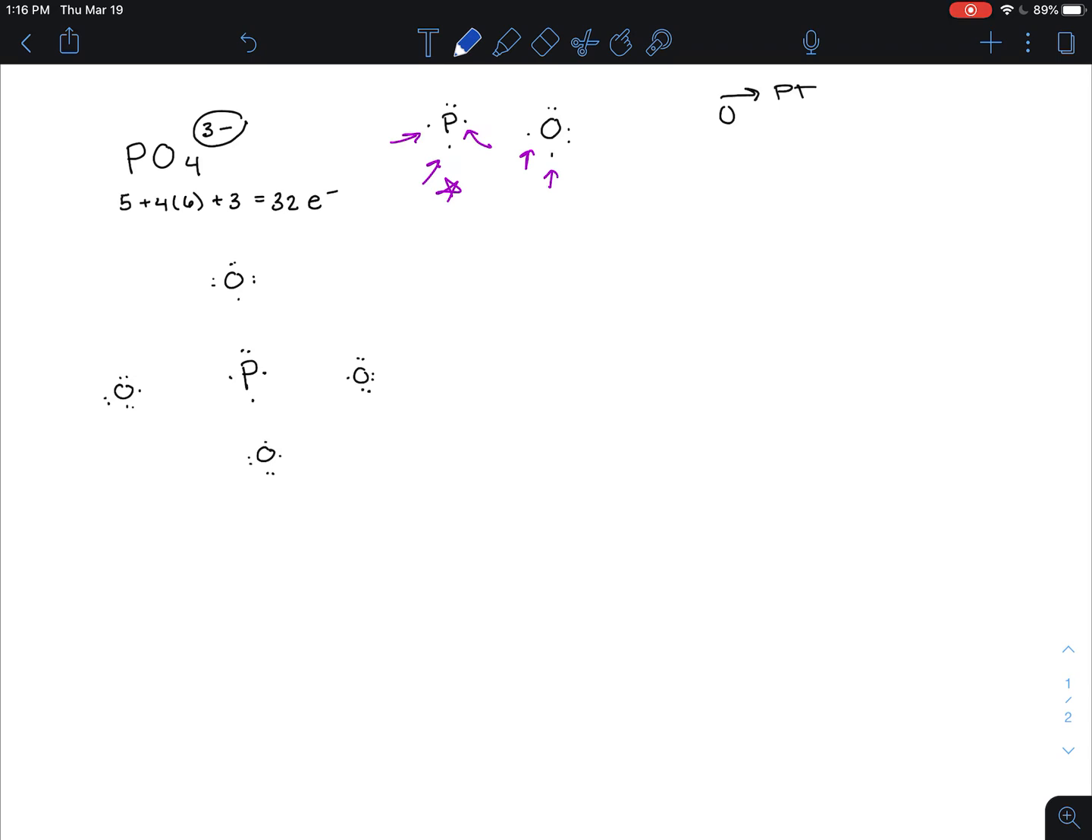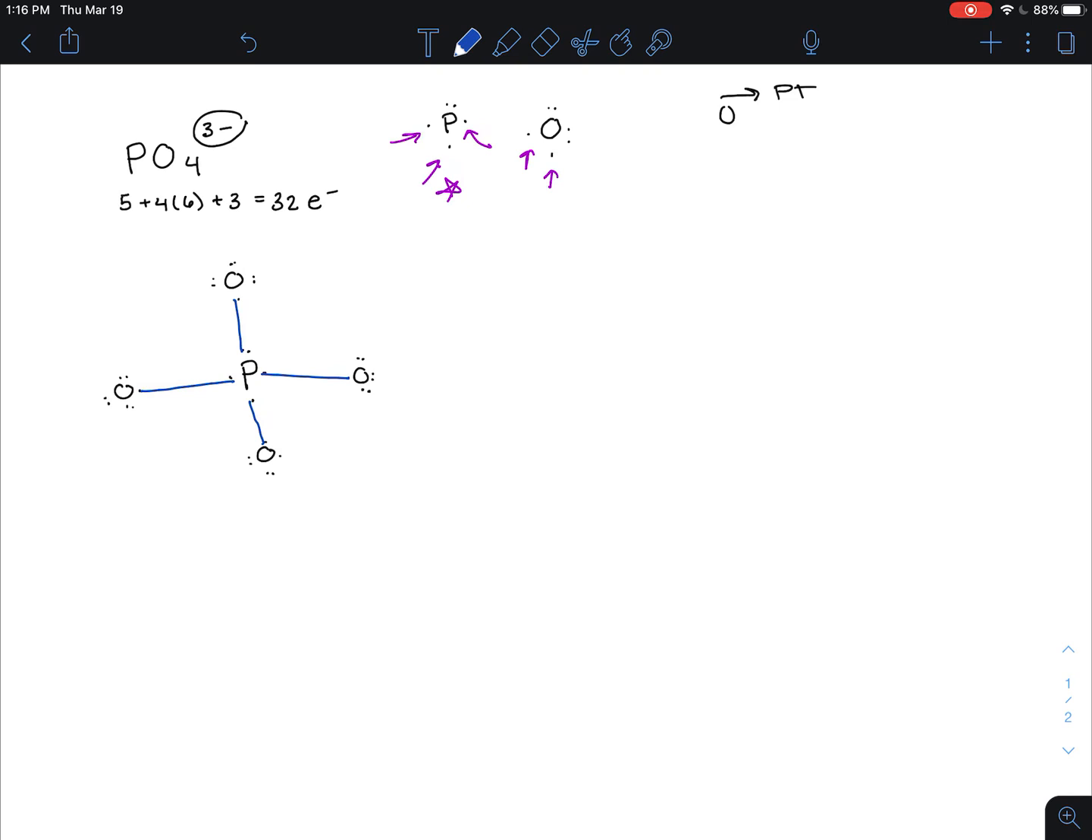All right, now I'm going to change my color and I'm going to bond, because now I have my central atom, my other atoms around, and I've placed all of my extra electrons that I needed for this ion. So then I say, okay, well, I know that this electron and this electron can make a bond. This electron and this electron can make a bond. This electron and this one, and then this one and this one. Awesome.